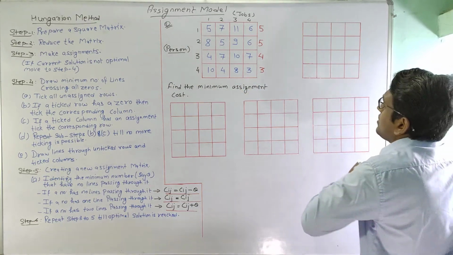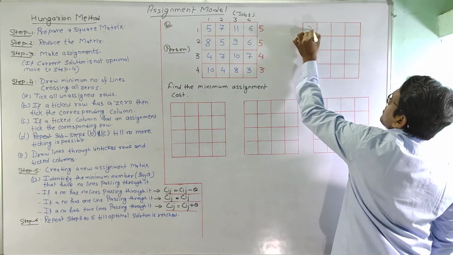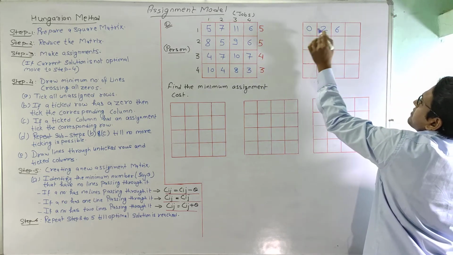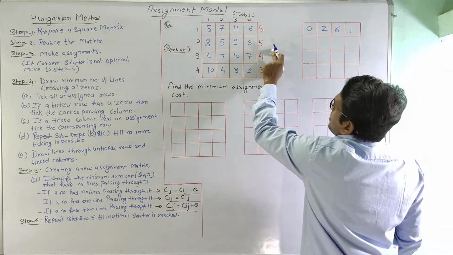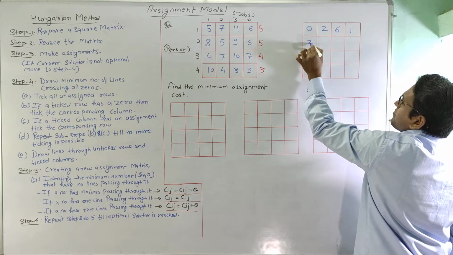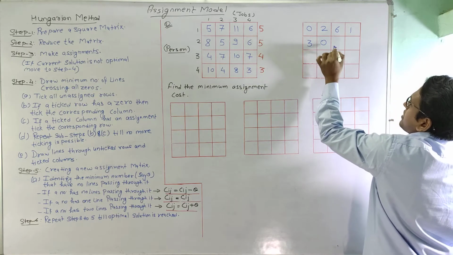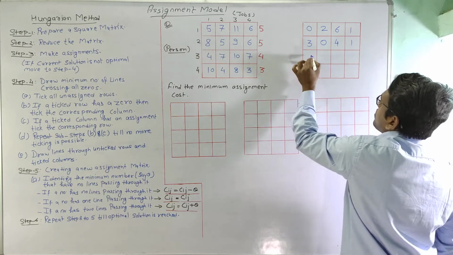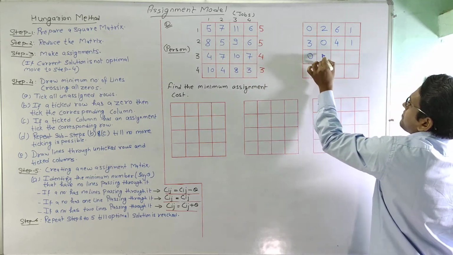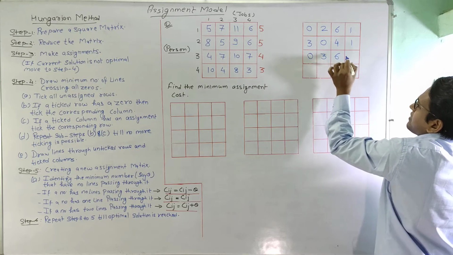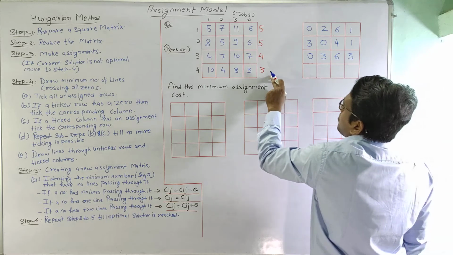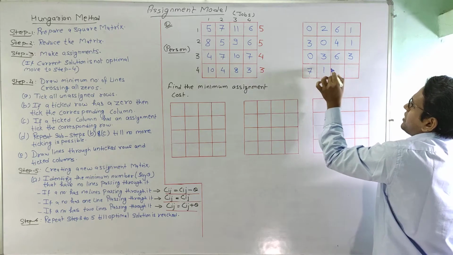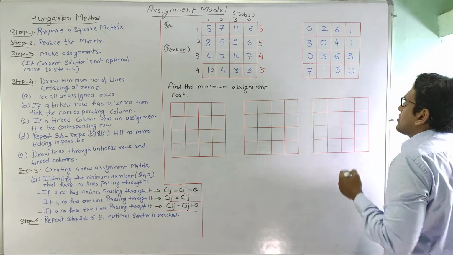Let us see here. We have 5 minus 5 is 0. 7 minus 5 is 2. 11 minus 5 is 6. And 6 minus 5 is 1. Similarly for the second row we have 8 minus 5 is 3, 5 minus 5 is 0, 9 minus 5 is 4, and 6 minus 5 is 1. For row 3, 4 minus 4 is 0, 7 minus 4 is 3, 10 minus 4 is 6, and 7 minus 4 is again 3. Moving on to row 4, 10 minus 3 is 7, 4 minus 3 is 1, 8 minus 3 is 5, and 3 minus 3 is 0.